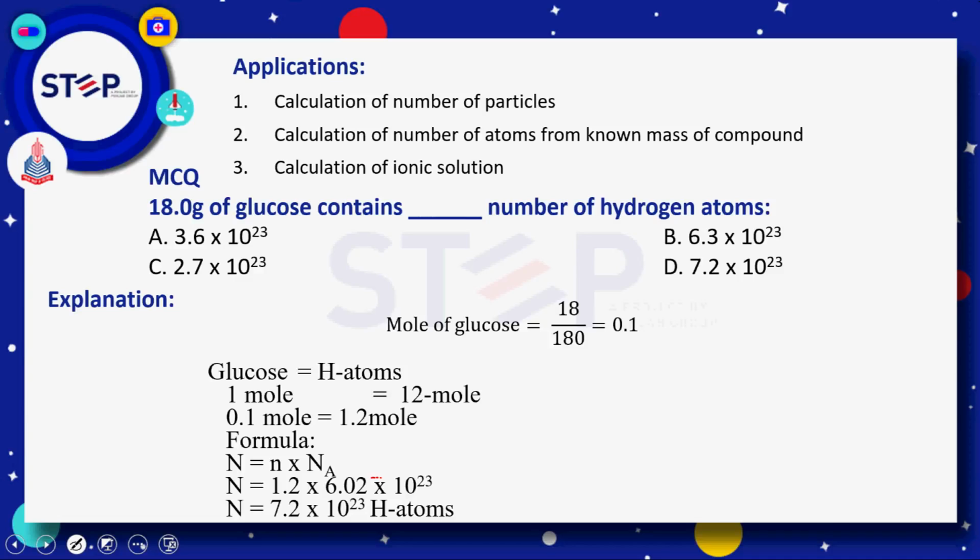Here the MCQs: 18 gram of glucose contain dash number of hydrogen atom. First of all, you find out the mole. The mass of glucose, that is given 18 gram. The molar mass of glucose is 180 gram. Here the moles of glucose is 0.1 मोल। ग्लूकोज का फार्मूला हमारे पास C6H12O6, इसमें 12 हाइड्रोजन एटम है। तो 0.1 मोल में कितने हाइड्रोजन एटम होंगे? 1.2 मोल्स। इन 1.2 को एवोगैड्रो से मल्टीप्लाई करें तो राइट आंसर आपके पास 7.2 × 10^23 आएगा.